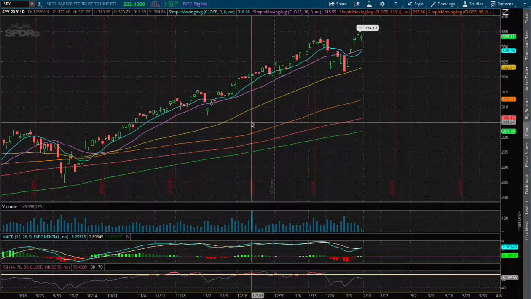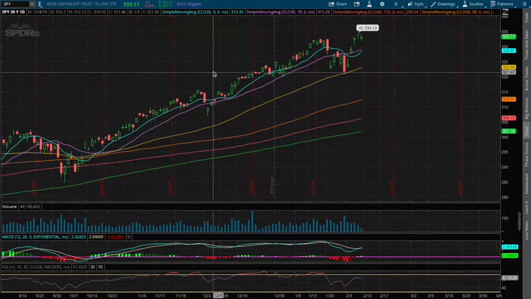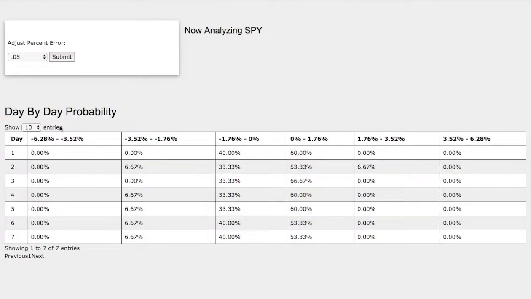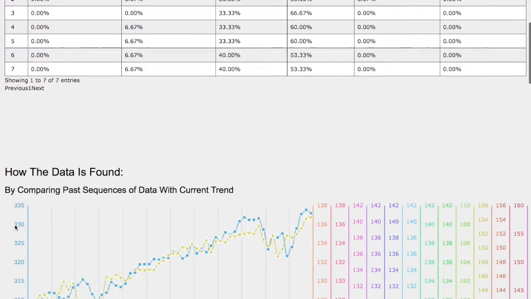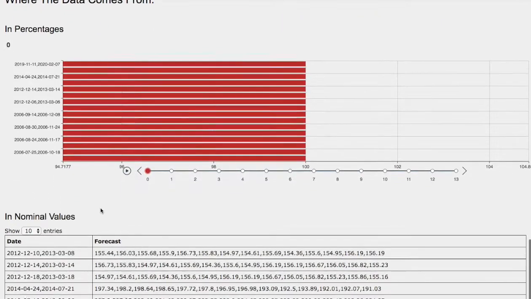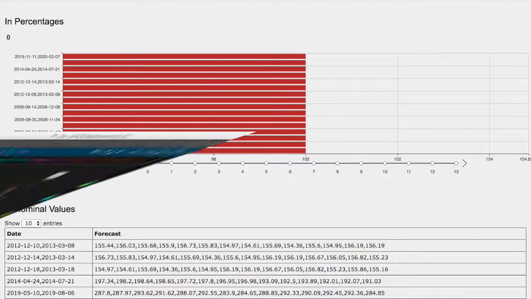Hello viewers, we will be going over the S&P 500 ETF, ticker symbol SPY. In this video, we'll be going over the day-by-day probability model, how we find the models, and the forecast model for the S&P 500. So, back to the technical analysis.